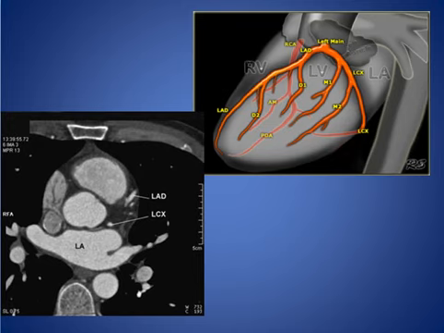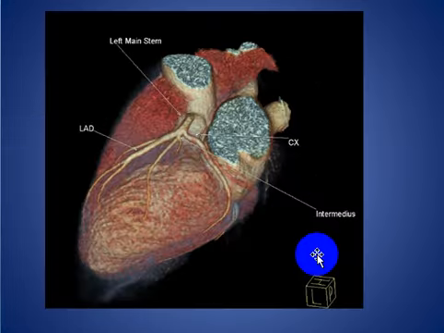They supply the lateral margin of the left ventricle at the obtuse angle. In most cases, the circumflex artery ends as an obtuse marginal branch, but about 10% of patients have dominant circulation in which the circumflex artery supplies the posterior descending artery, PDA. In about 10%, the PDA is supplied by the circumflex artery.